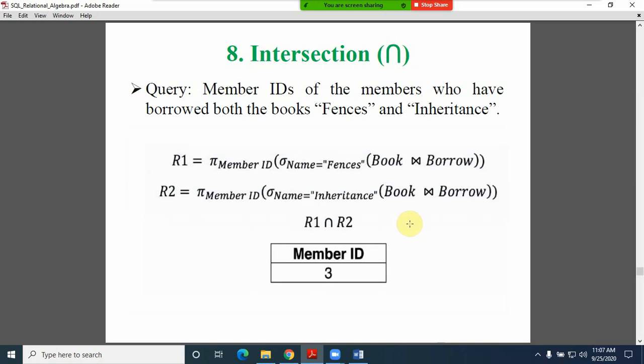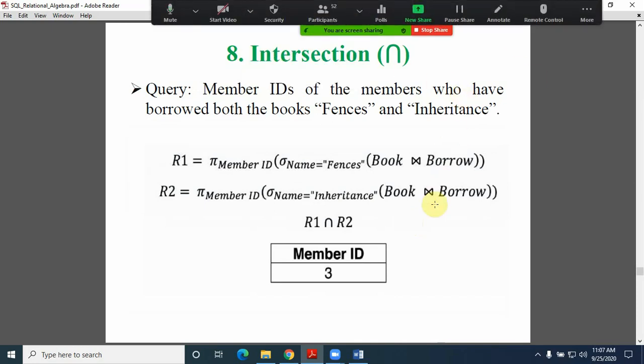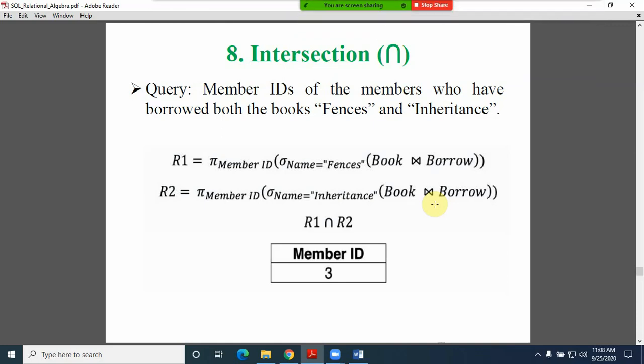And then intersection, friends. What do you mean by intersection in SQL? We have worked on that. Intersection means the common part. Suppose I have two tables and I want to fetch the information common to both tables, then I can say that is the intersection. Similarly here in relational algebra: member IDs of the members who have borrowed both the books, Fences as well as Inheritance.